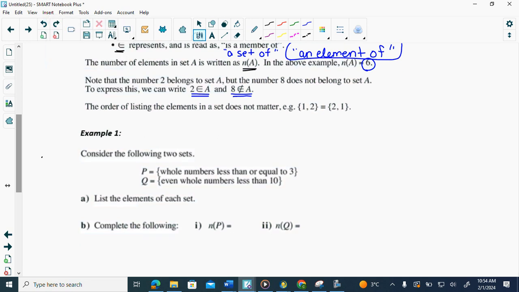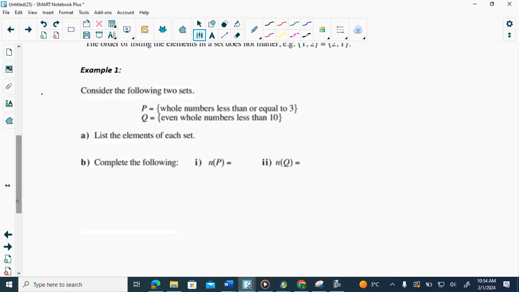So here we have, consider the following 2 sets. So we have set P and we have set Q. How do we know they're sets? Because they're capital letters. Okay. P is stated as whole numbers less than or equal to 3.